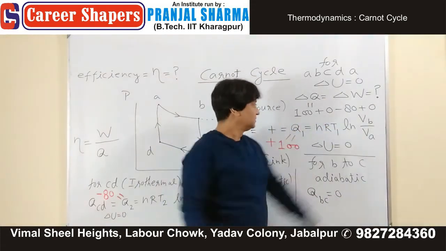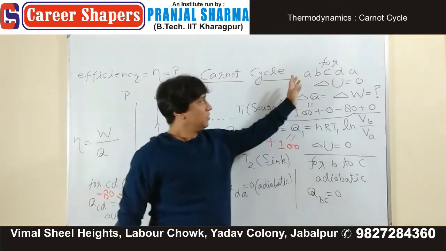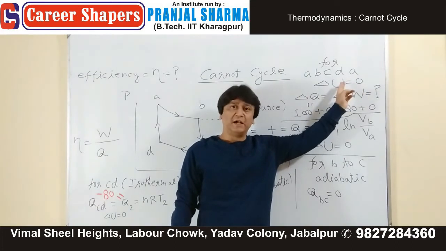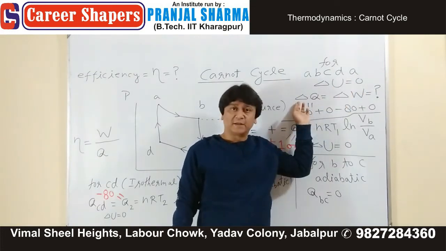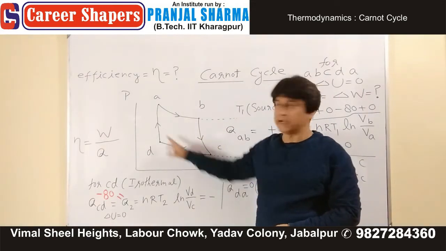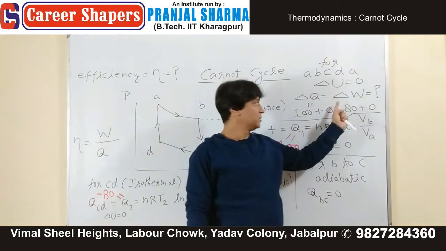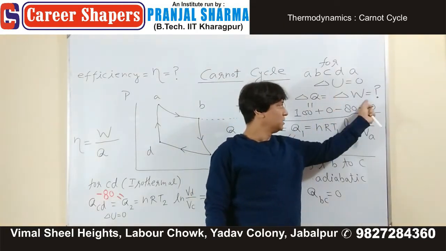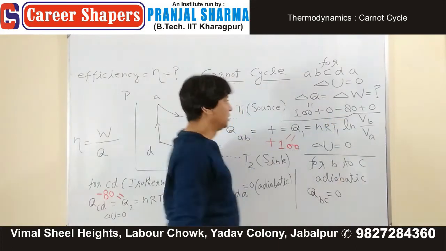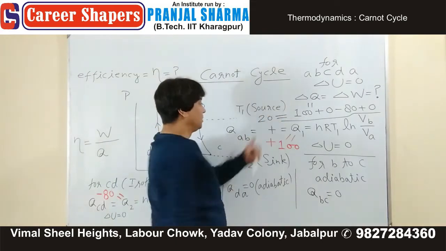What is this? For the complete cyclic process A, B, C, D, A, there is no change in internal energy. What is the total heat supplied? Total heat supplied is 100, 0, minus 80, 0. There is no change in internal energy, and therefore total work is coming 100 minus 80, that is 20. So total work is coming 20.